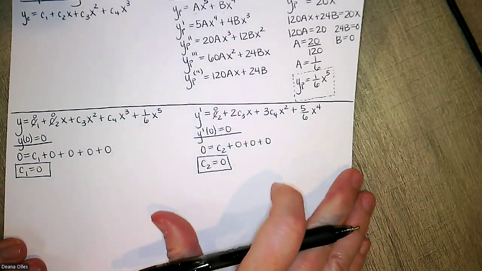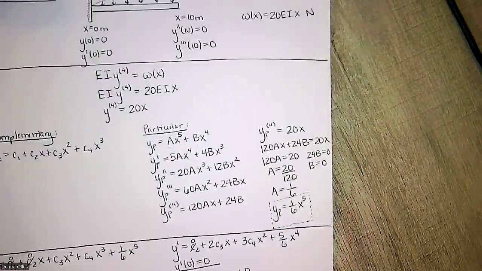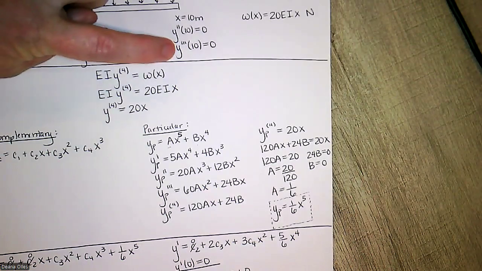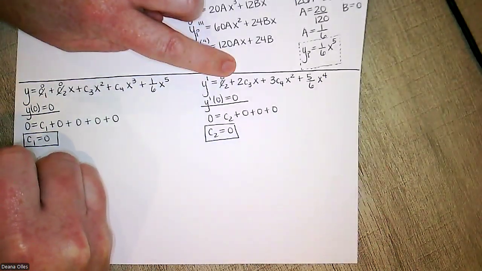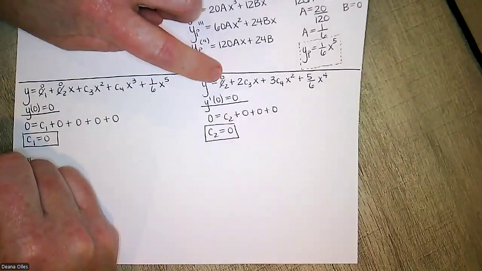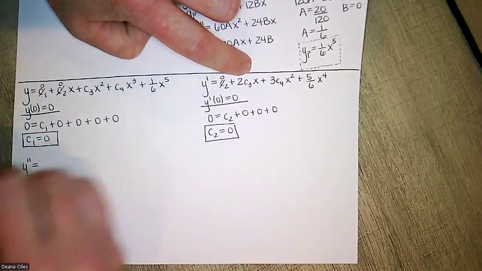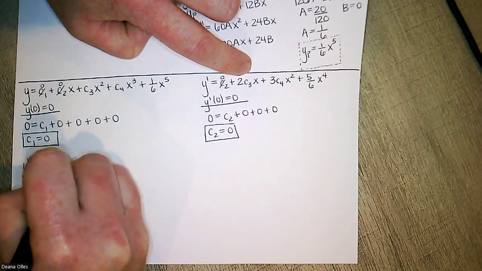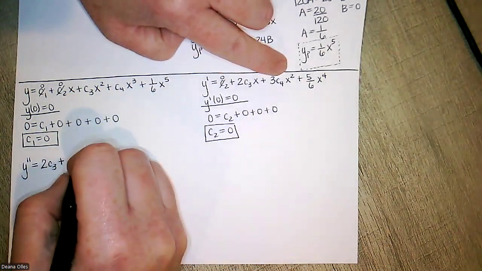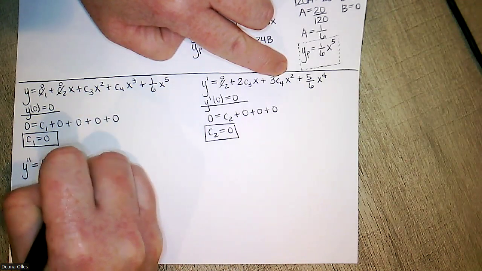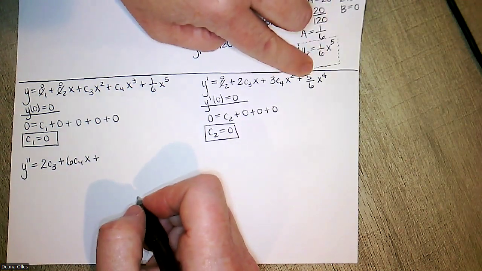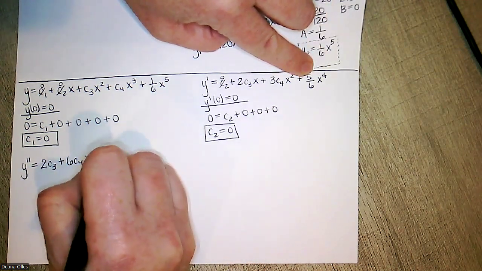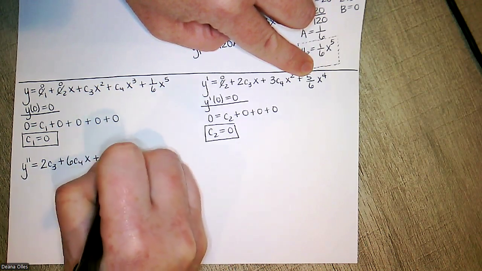All right, now come on back up here. I need to find a second derivative and a third derivative to use my other conditions. So let's do that next. All right, so second derivative. Let's come on down here. Second derivative. Derivative of 0 is 0. Derivative of 2C3x is 2C3. Derivative of 3C4x squared is 6C4x plus. Now this will be 20 over 6, so 10/3 x cubed.